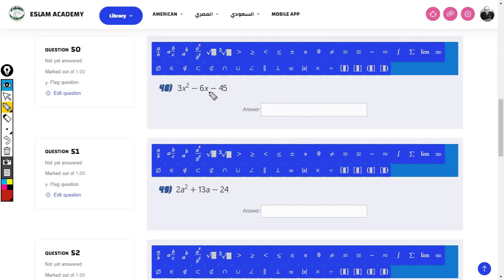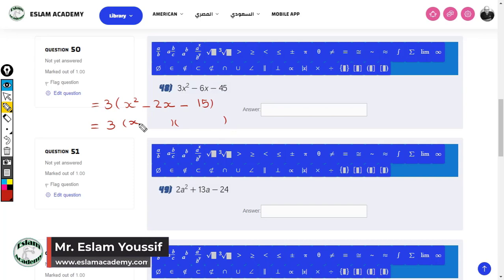3x² - 6x - 45. There is a common factor here, which is 3. Just write 3 outside as the common factor. 3x² divided by 3 equals x². Negative divided by positive equals negative. 6x divided by 3 equals 2x. 45 divided by 3 equals 15. Just write 3. Now open two brackets.